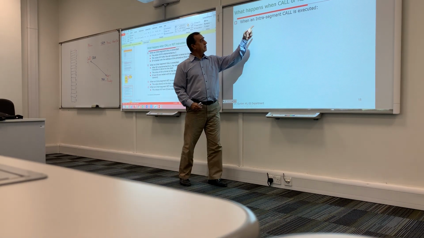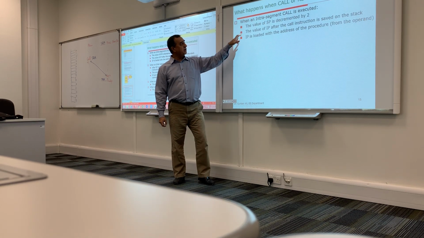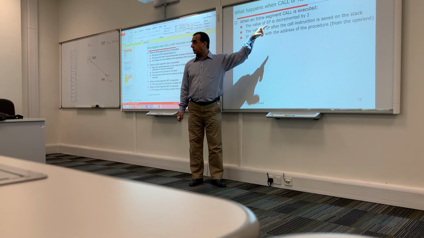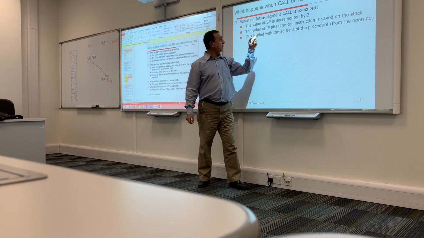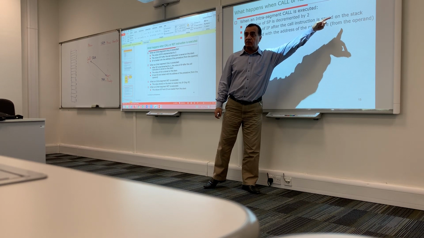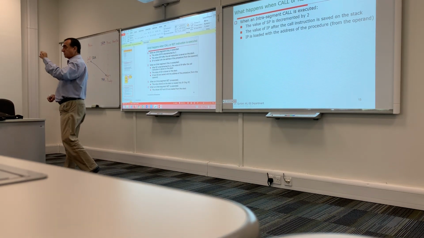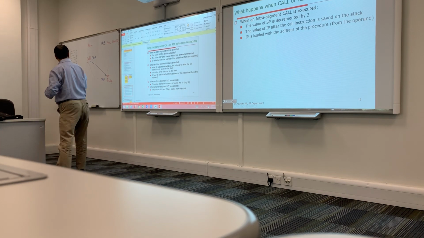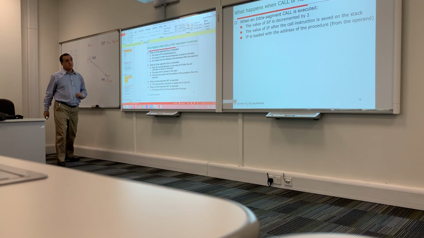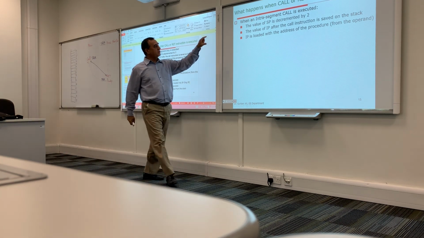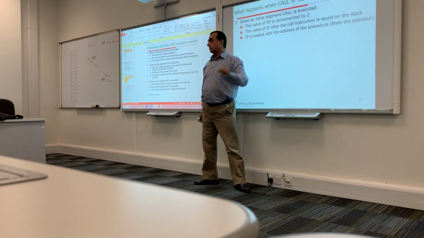If it is an intra-segment call, which is near, only IP, right? Yes. Push IP means the value of SP is decremented by 2 and IP is saved on the stack. Once we save it, after saving the return address, then it jumps to the procedure. This is what you see. The first is push IP, then go to the procedure.